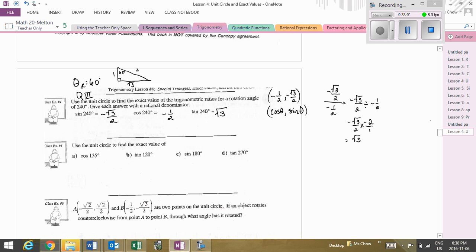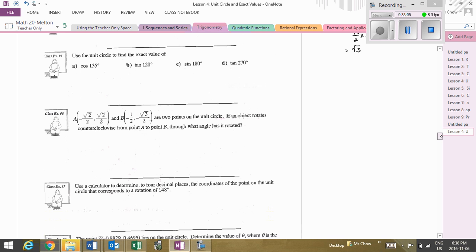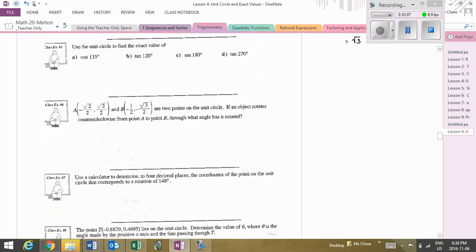Okay, let's take a look at class example number 5, and it says use the unit circle to find those exact values. So you may use the unit circle, or you may use your special triangles, the CAST rule and reference angles. So take a moment, fill those out, and we'll compare. Hit pause and we'll compare in a moment.